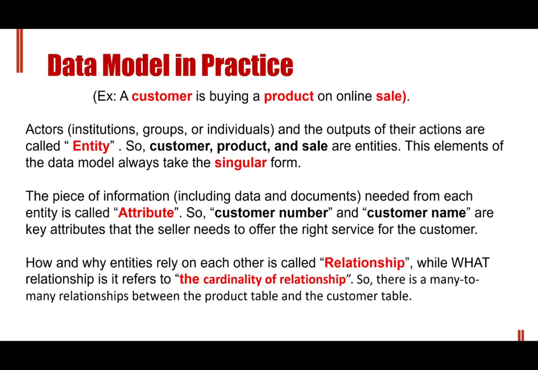So, for example, for customers, you have a table called the customers table. And in this customers table, the key columns could be customer number, a special code for the customer, or his name, first and last name. So these could be key attributes. For product, the product code could be an attribute.